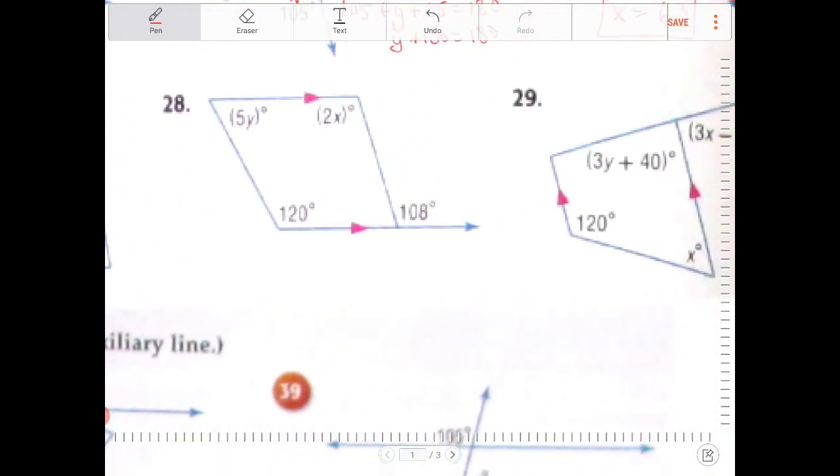Okay, so these two are consecutive interior. Those two will add up to 180. So I say 5y plus 120 is equal to 180. Minus 120, 5y is equal to 60. Or y is equal to 12.